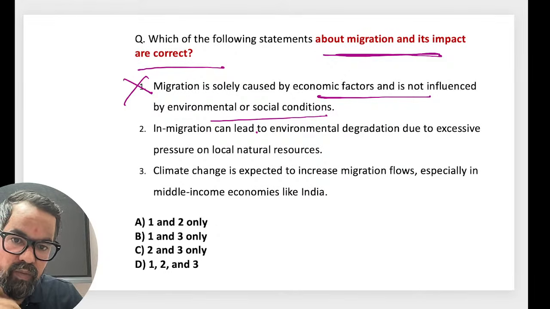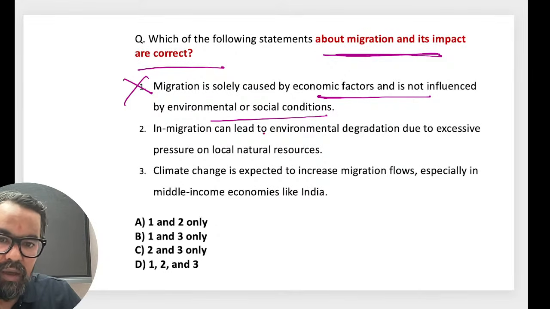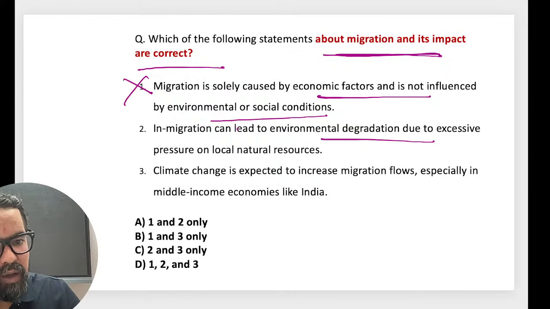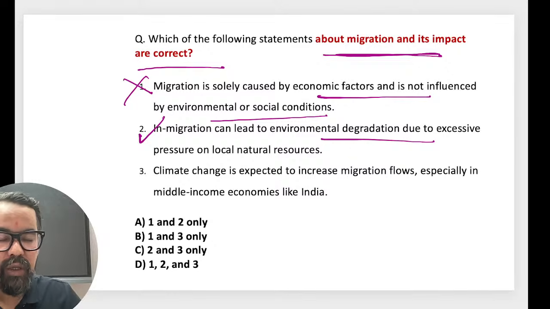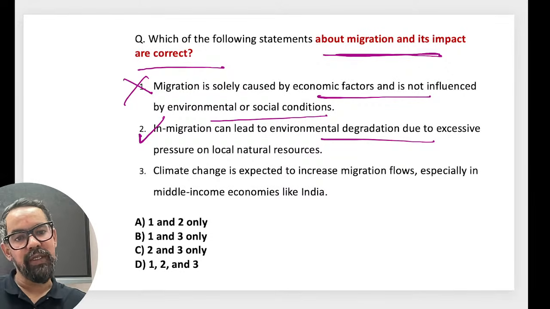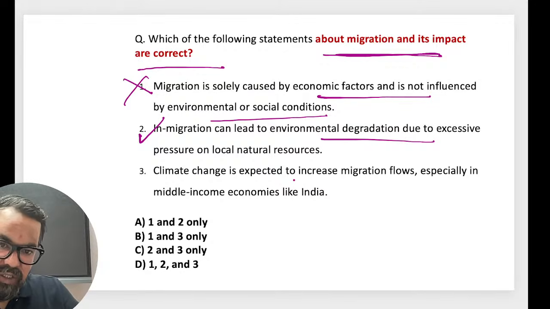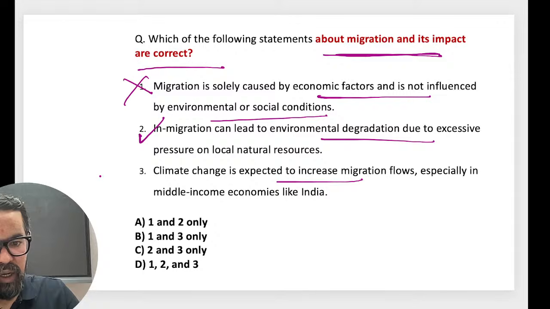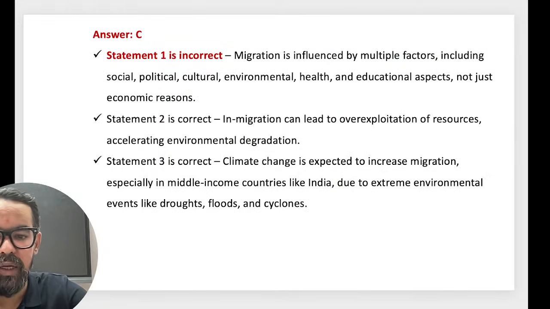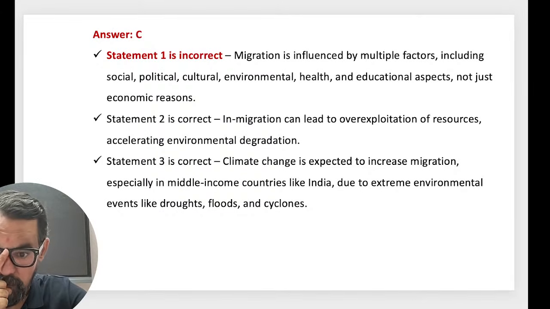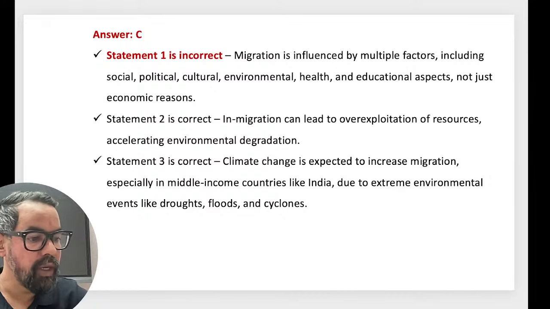Migration can lead to environmental degradation due to excessive pressure. Now people are moving to one city, obviously they will exploit the resources. Climate change is expected to increase migration flow, especially in middle income economies. 2 and 3, C will be the right answer for this particular question, correct? All right, yes, very good.